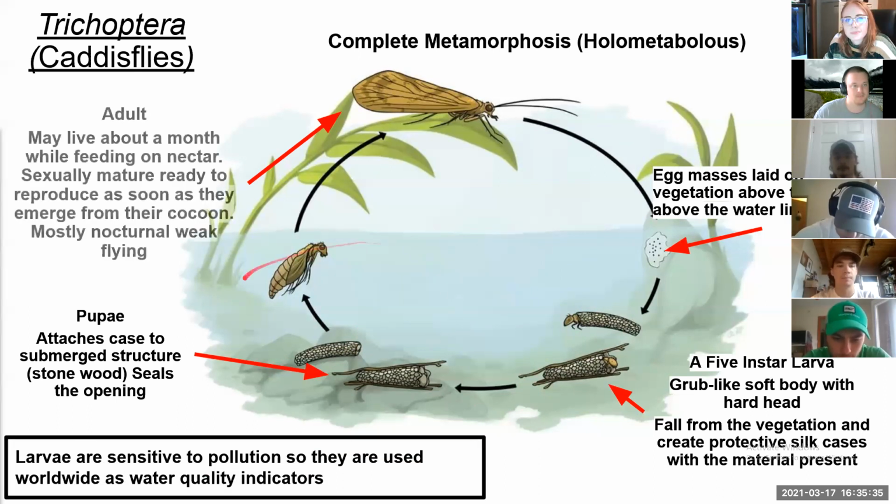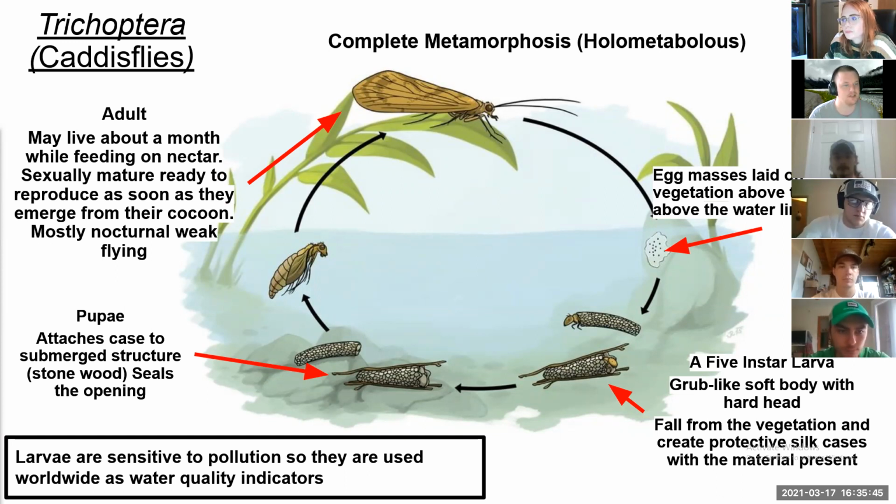And then they'll emerge from that and come out as an adult. They'll crawl to dry land. They'll live about a month feeding on nectar. They'll be sexually mature at this stage. They're not particularly good flyers, they're mostly nocturnal at this stage, and they're also attracted to light. So a lot of people, if they're not super familiar with this particular insect, might mistake them for moths. But their main function, again, during this stage is reproduction.